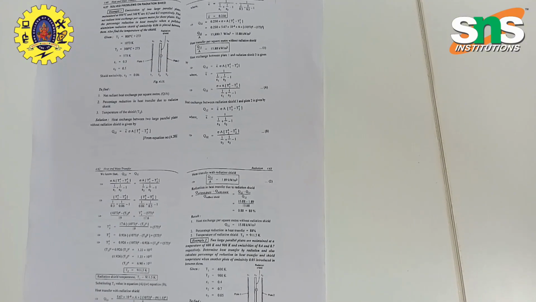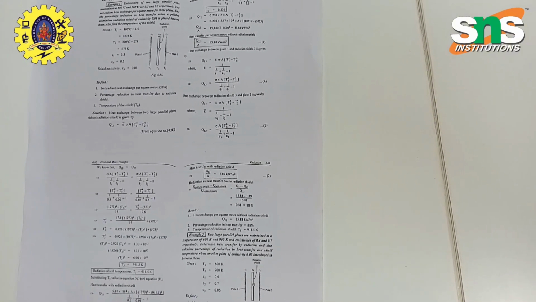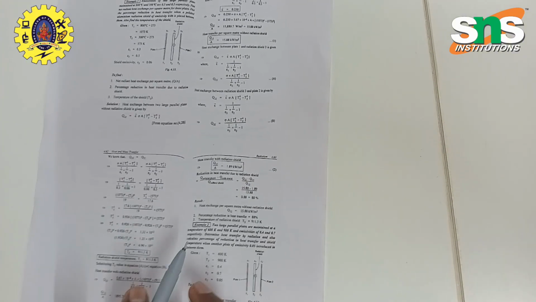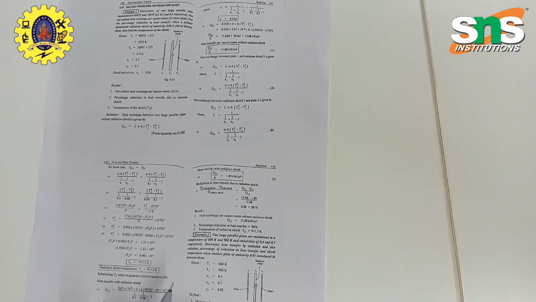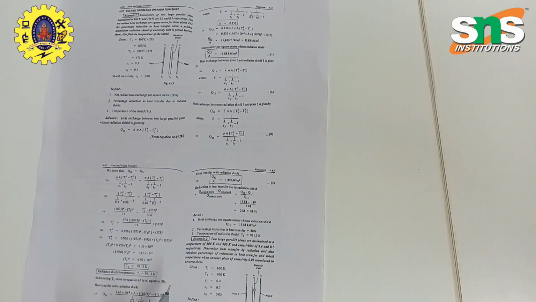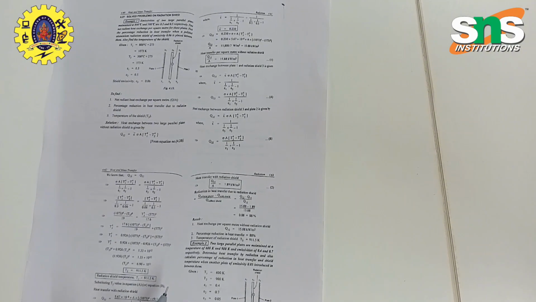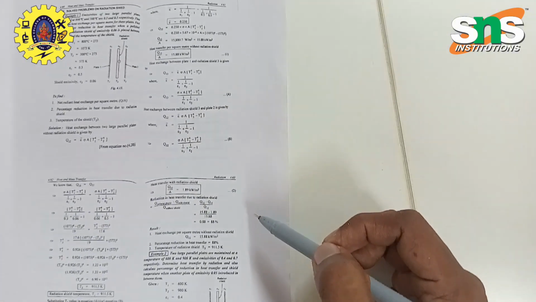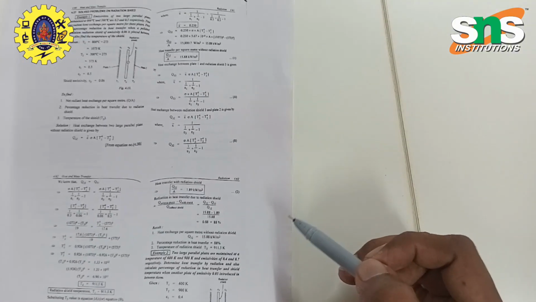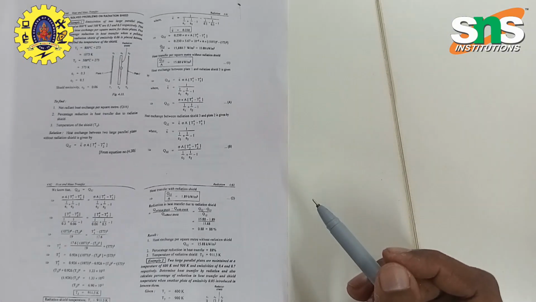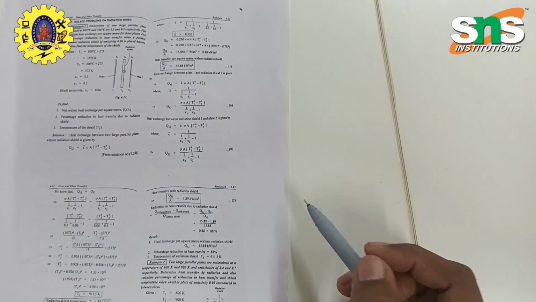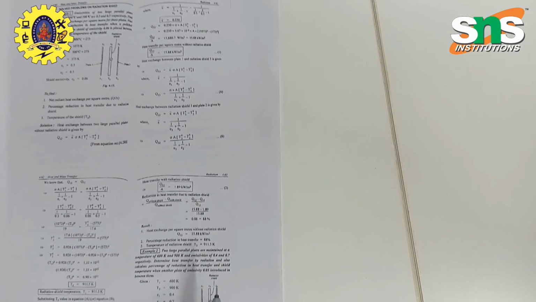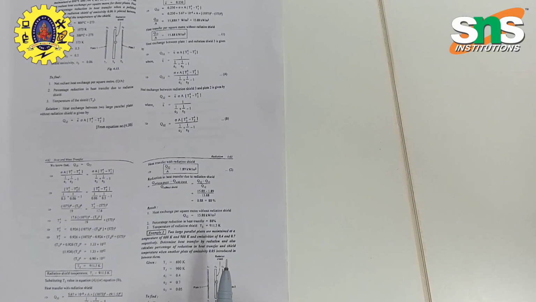Finally we substitute all these values into the heat reduction percentage formula: Q without shield minus Q with shield, divided by Q without shield, in percentage. We get the final percentage as 88%. And finally, simplifying equations A and B, we get the temperature of the intermediate plate T3 as 911.5 Kelvin. Thank you.